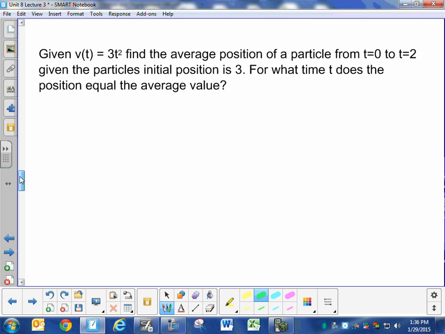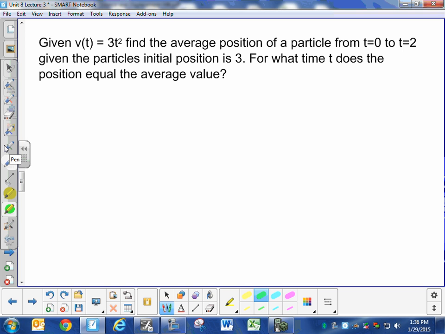Next question. Given the velocity is 3t squared, find the average position of the particle from 0 to 2. Given the particle's initial position is 3. For what time t does the position equal the average value? Okay, average position is what I'm trying to find. It's very important for you to be slow, be careful, read your questions. This is average position. I need to find average position.